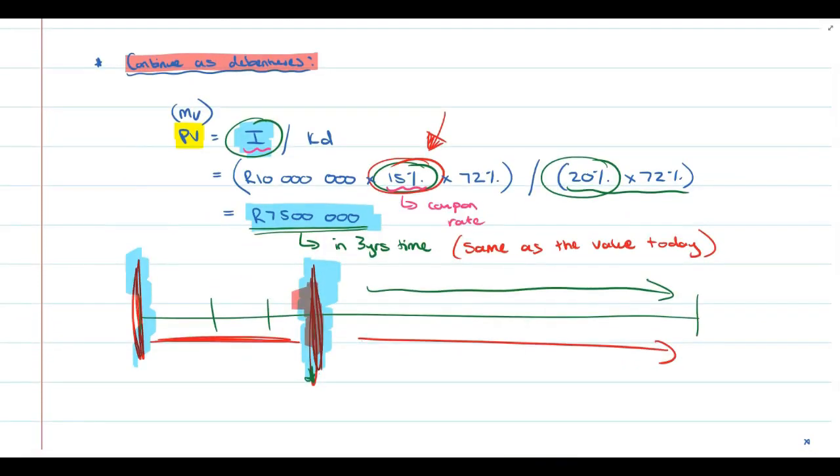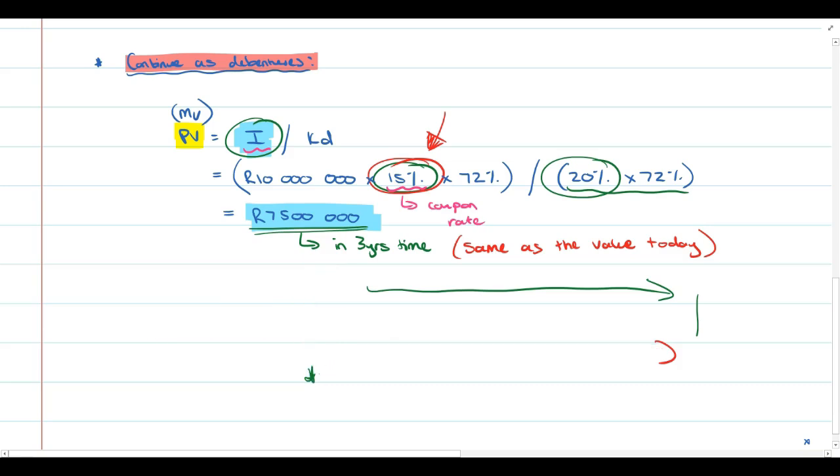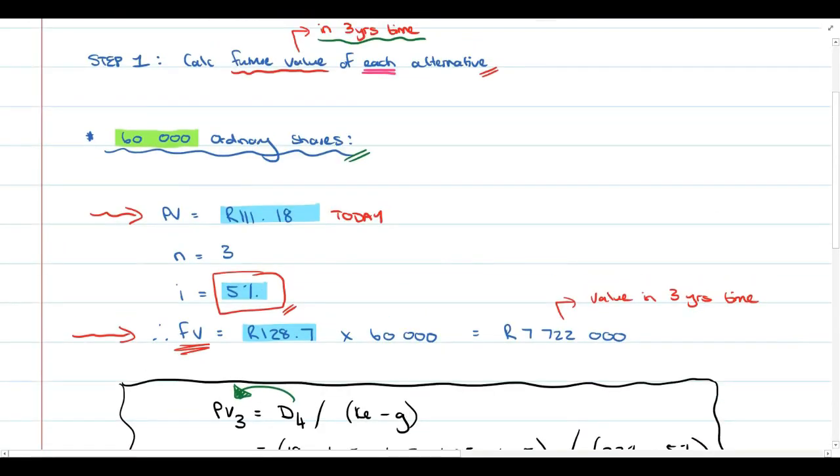All right, so please understand that. The value that we have calculated above is the future value in 3 years' time, and it happens to be the same as the value today. So we have now calculated the future value of each alternative. We know what the value will be if they convert into ordinary shares. It's a value of 7.722 million.